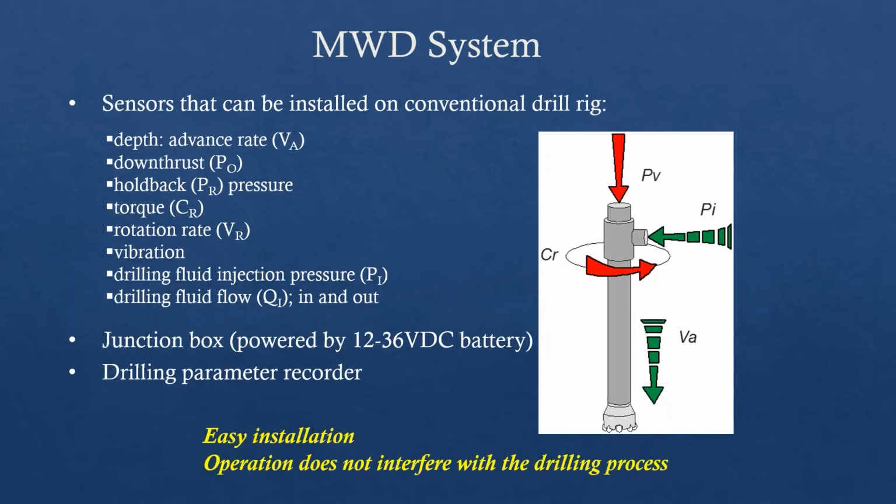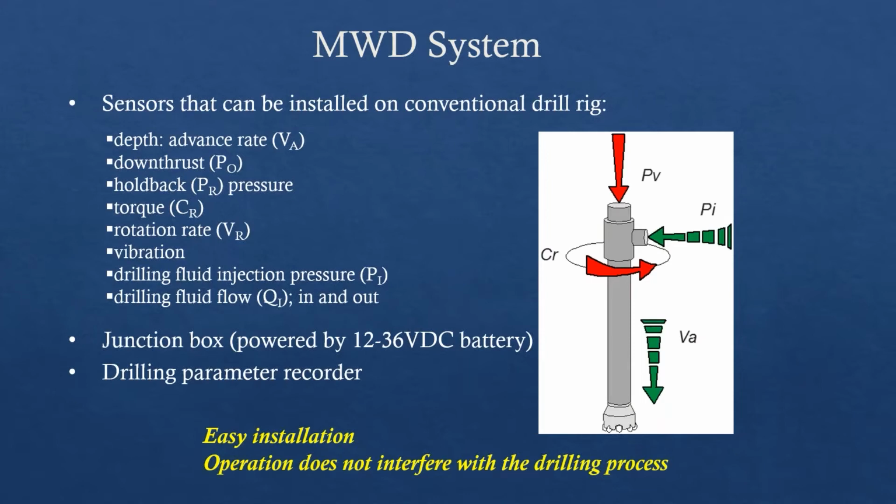Torque, rotation rate, vibration. You can also measure drilling fluid injection pressure as well as drilling flow going in, and you can also measure it going out. The junction box, so all these sensors are connected to the junction box, which is powered by the rig battery. So 12 to 36 volt is what you need in there.